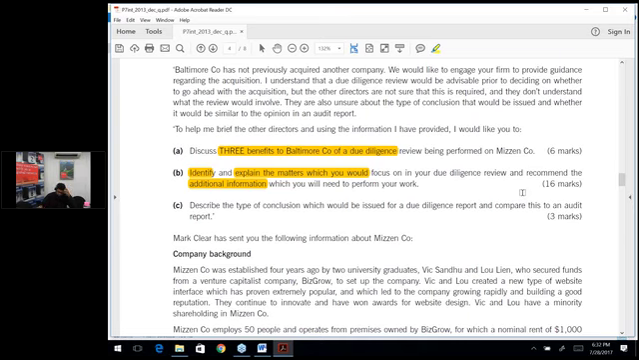Now let's move forward and discuss further. So this question says, identify and explain the matters that you would focus in your due diligence review and recommend the additional information which you will need to perform your works. So it's also important to understand the additional information. Let's have a quick go through of the question. Okay, please go through this question and we shall discuss in 5 minutes time.